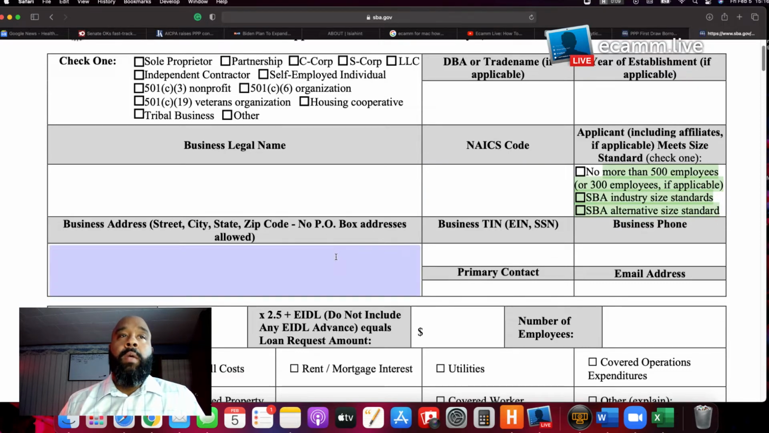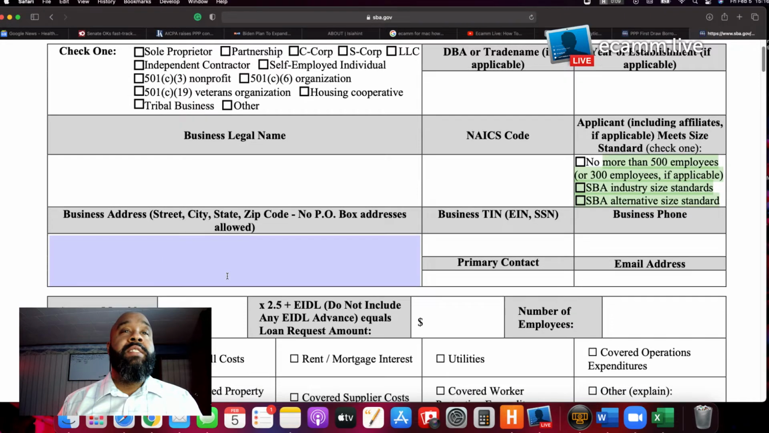All right. Pretty self-explanatory. Your business address, city, street. Your tax identification number could be your social or your EIN, your employer identification number, depending on how you're set up. Business phone, primary contact is probably you. If you have partners, maybe it's somebody else, or if you're an LLC with multi-members, maybe it's different members. Okay, and then your email address. You need a good email address.